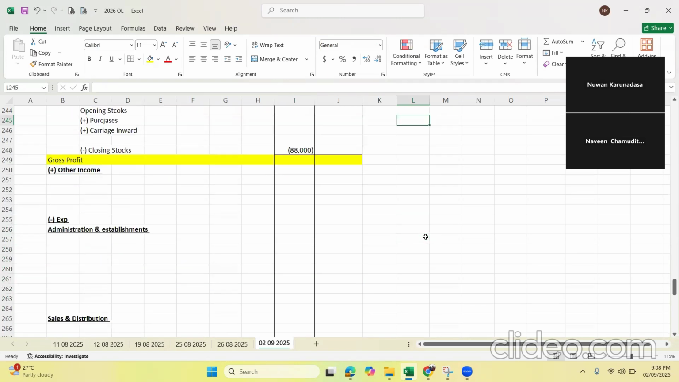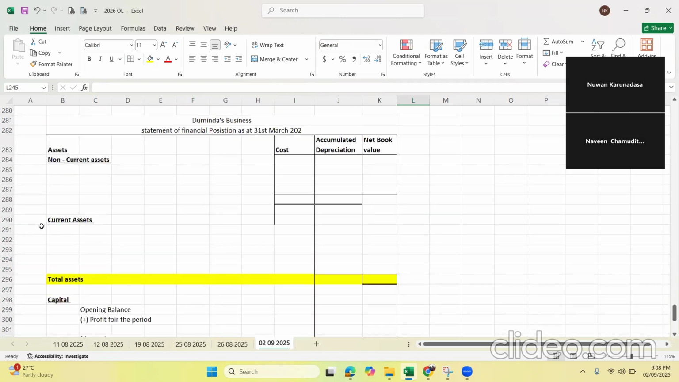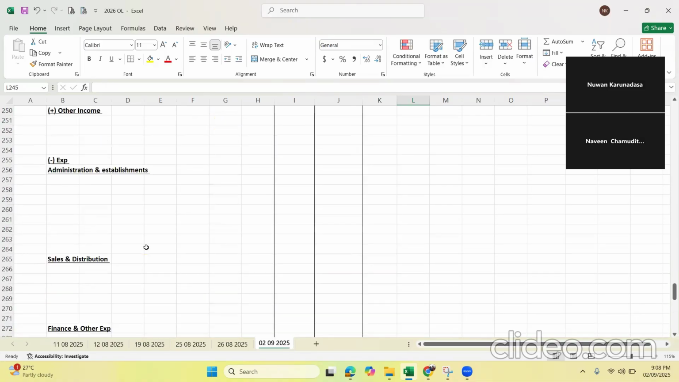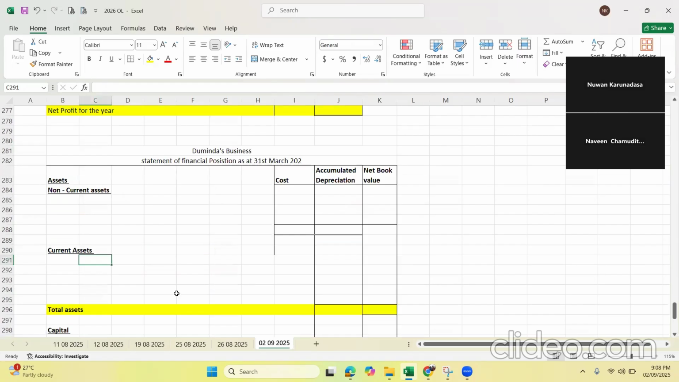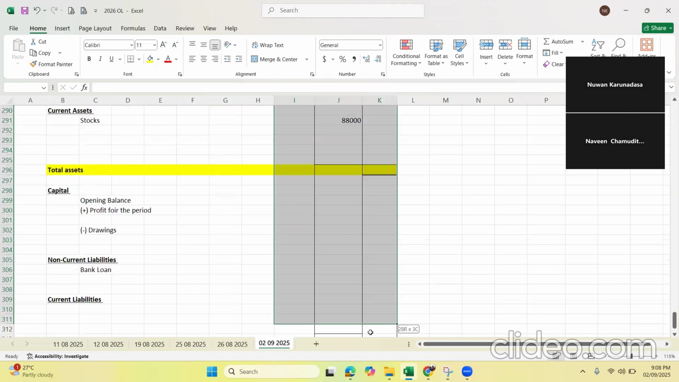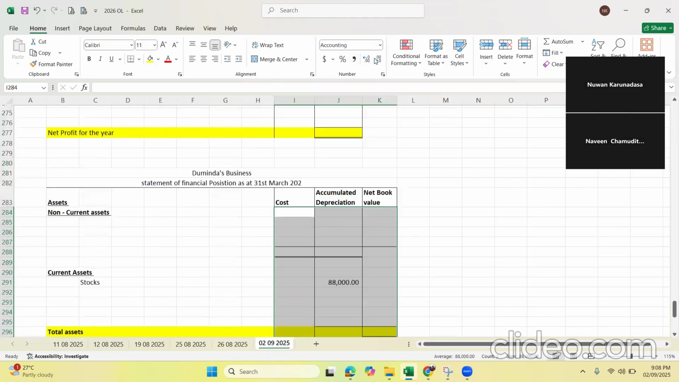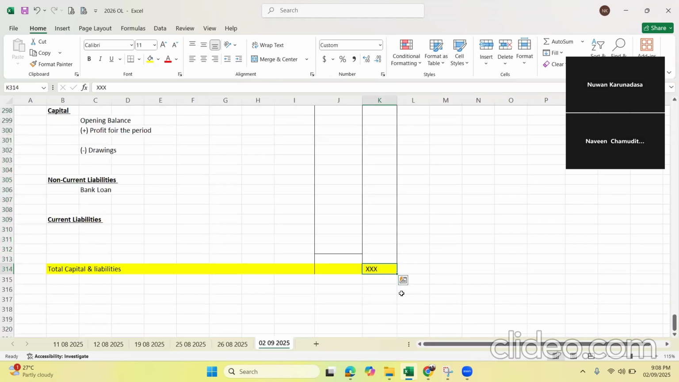So here we have two types of assets, non-current assets and current assets. The stocks become current assets. Then you write here stocks. The value is 88,000. Now see, two places I have recorded. One in the profit and loss account. The other one is the statement of financial position. Right, it's done. First adjustment done.